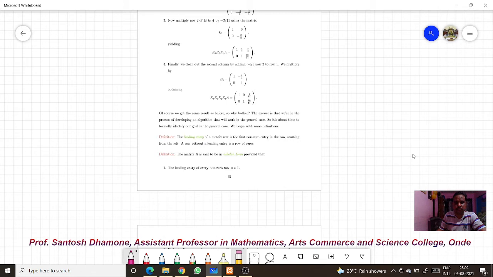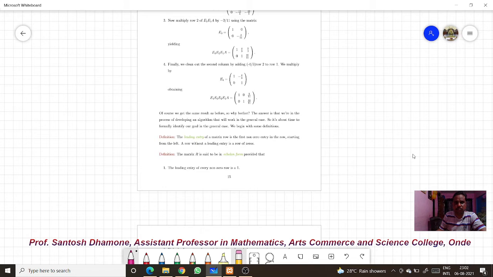Next is minus 8 by 3 minus 1. Next is minus 10 by 3 plus 0. What we get is the matrix 1 4 by 3 5 by 3, 0 minus 11 by 3 and minus 10 by 3. This is matrix E2 E1 A. We get 1 4 by 3 0 minus 11 by 3 minus 10 by 3.